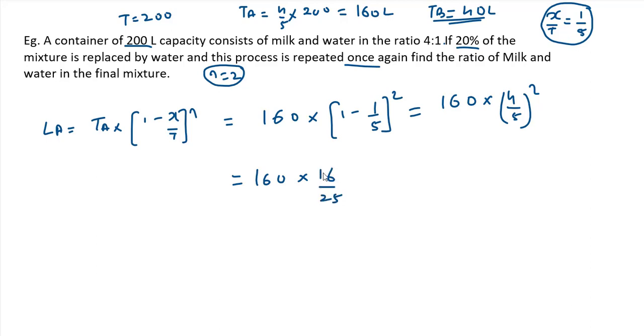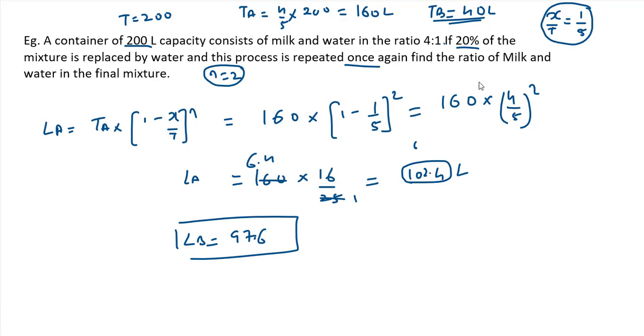What we have been asked to find is the ratio of milk and water in the final mixture. So the quantity of milk left in the container, 160 into 16 by 25, comes out to 102.4 liters, and the remaining will be water. So Lb will be equal to total capacity minus the quantity of A. This will come out to be 97.6.